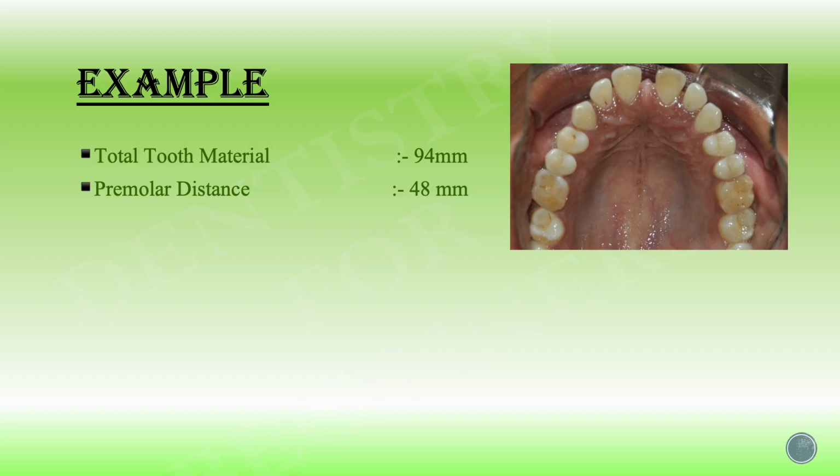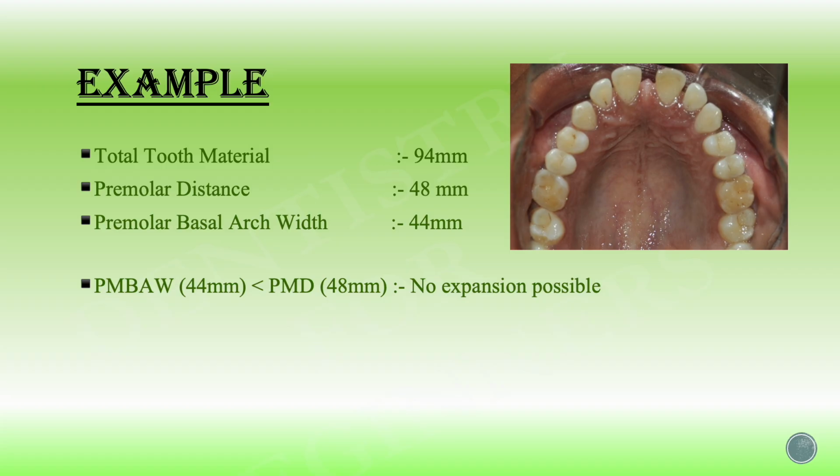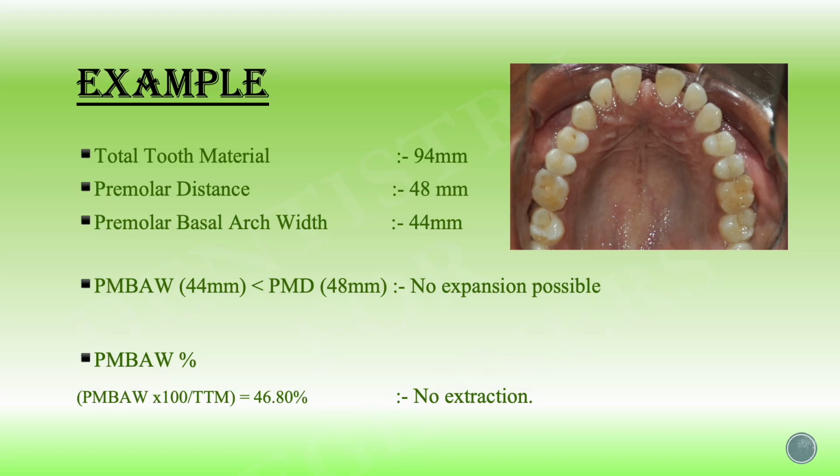Now from this example, we will understand. This is the maxillary arch of a patient. Here we can see spacing and a broad arch. Here the total tooth material is 94 millimeter. Premolar distance is 48 millimeter. Premolar basal arch width is 44 millimeter. So the premolar basal arch width, which is 44 millimeter, is less than the premolar distance, which is 48. So in this case, no expansion is possible. And the premolar basal arch width percentage is 46.80%. That means this is definitely a non-extraction case.